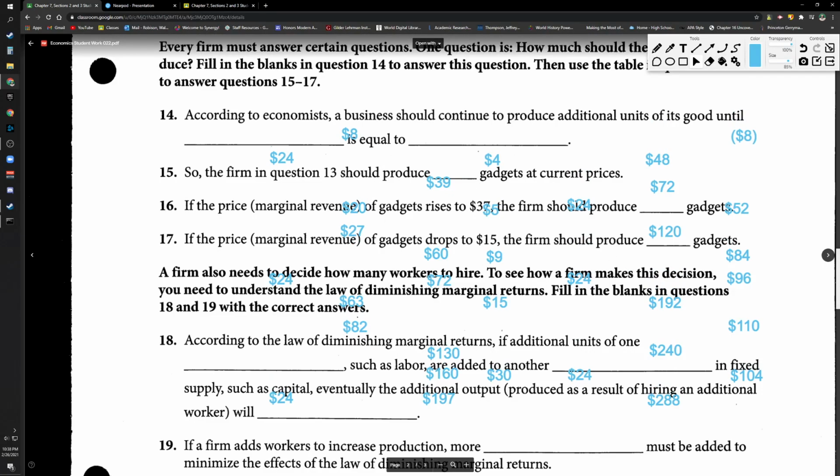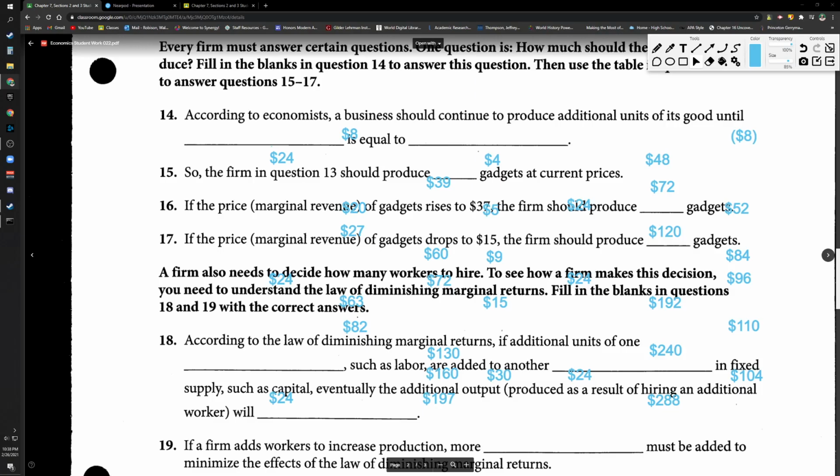When we get to this part, and it says, according to economists, a business should continue to produce additional units of a good until blank is equal to blank. Okay, I told you, it's in the reading, it's in the presentation, it's when marginal revenue is equal to marginal cost. Okay, so with that information, marginal revenue is equal to marginal cost.